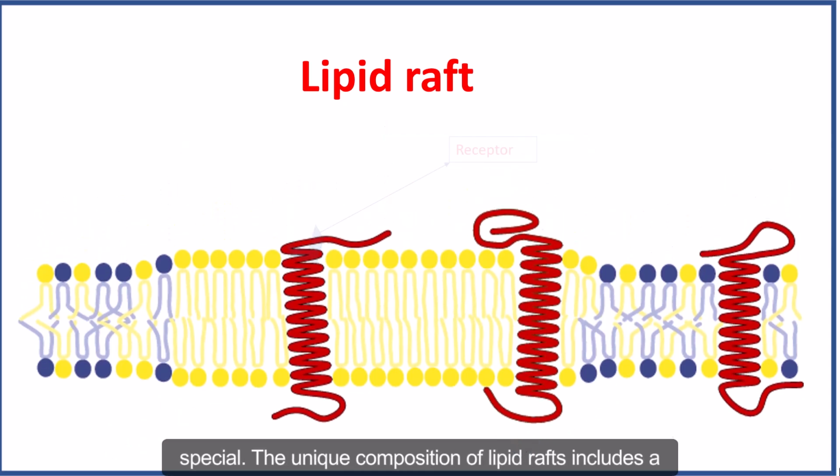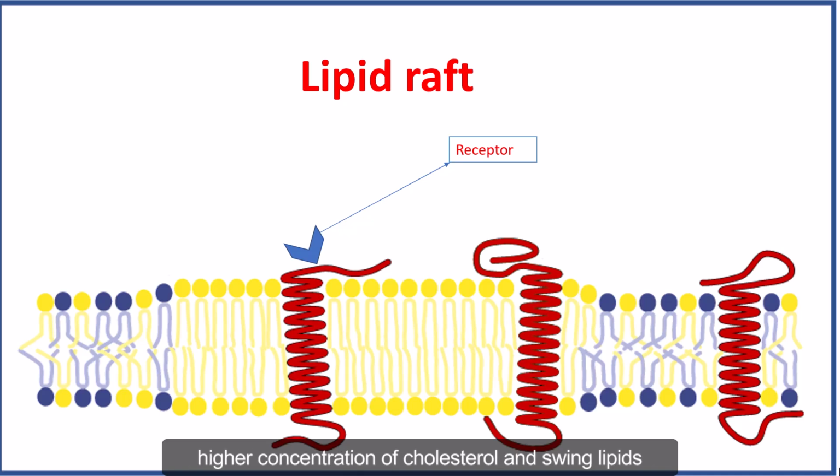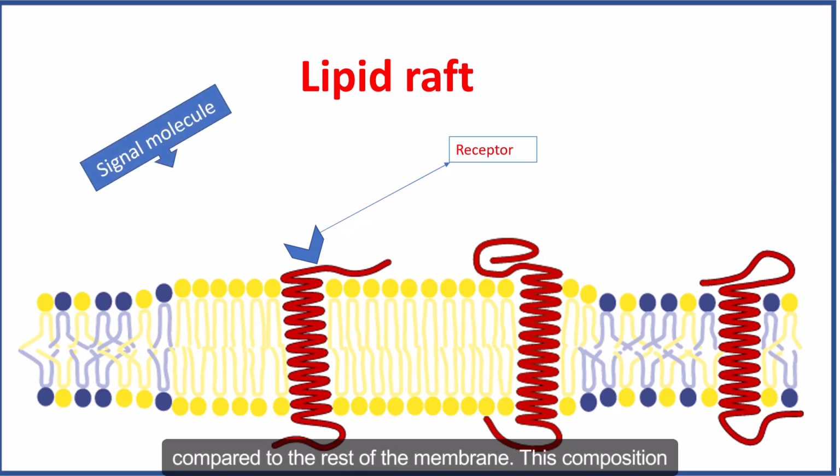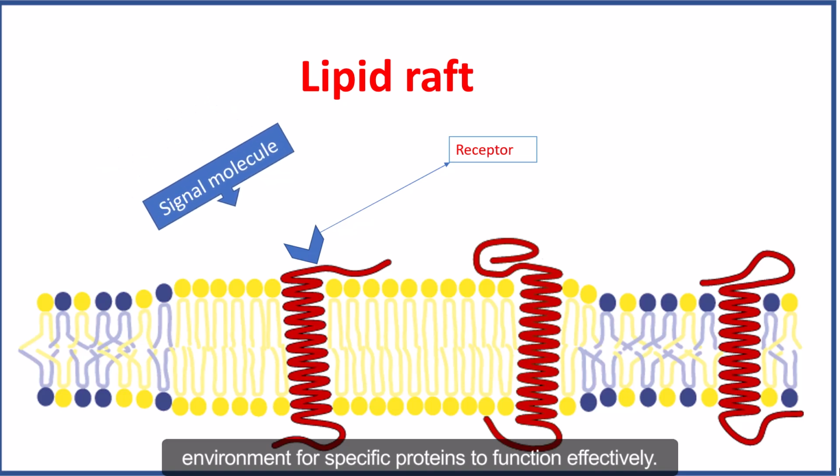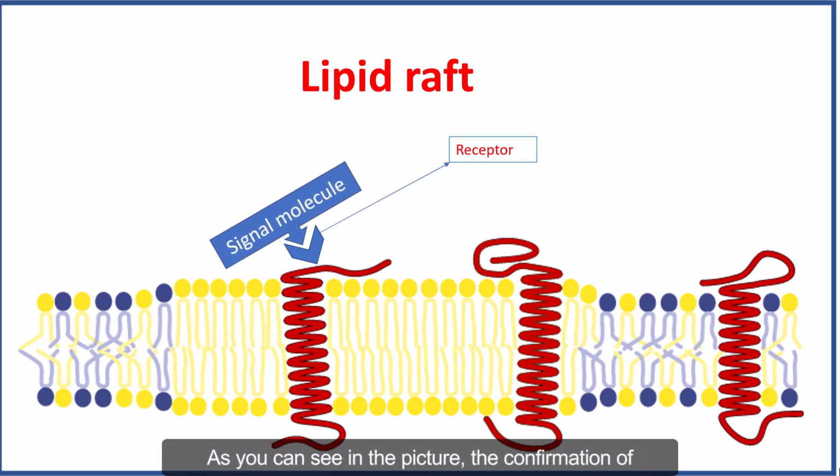The unique composition of lipid rafts includes a higher concentration of cholesterol and sphingolipids compared to the rest of the membrane. This composition makes them more rigid and less fluid, providing a stable environment for specific proteins to function effectively. As you can see in the picture, the conformation of phospholipids in the lipid raft is a bit different compared to other phospholipids in the membrane.